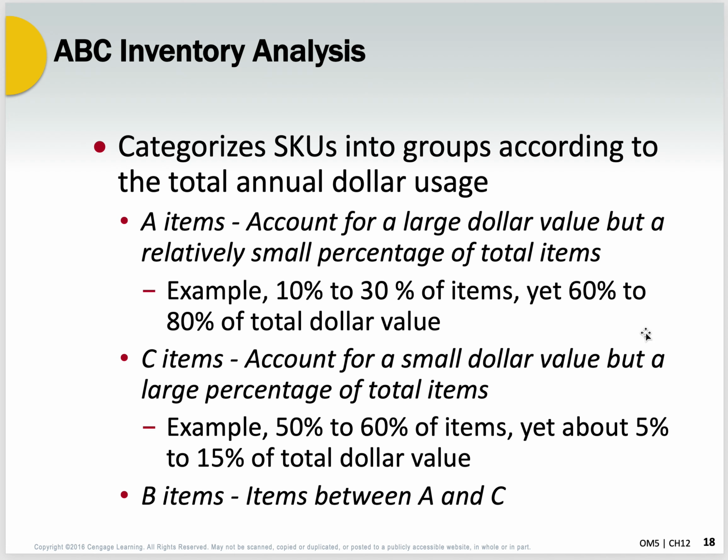So you have A, B, and C, and mostly they're saying worry about the A items a lot. Don't worry so much about the C items. You're probably producing the A items all the time. You're probably producing the C items once every month, maybe every 2 months, maybe every 3 months, depending on how small their volume is. And the B items you're probably producing once or twice a month.